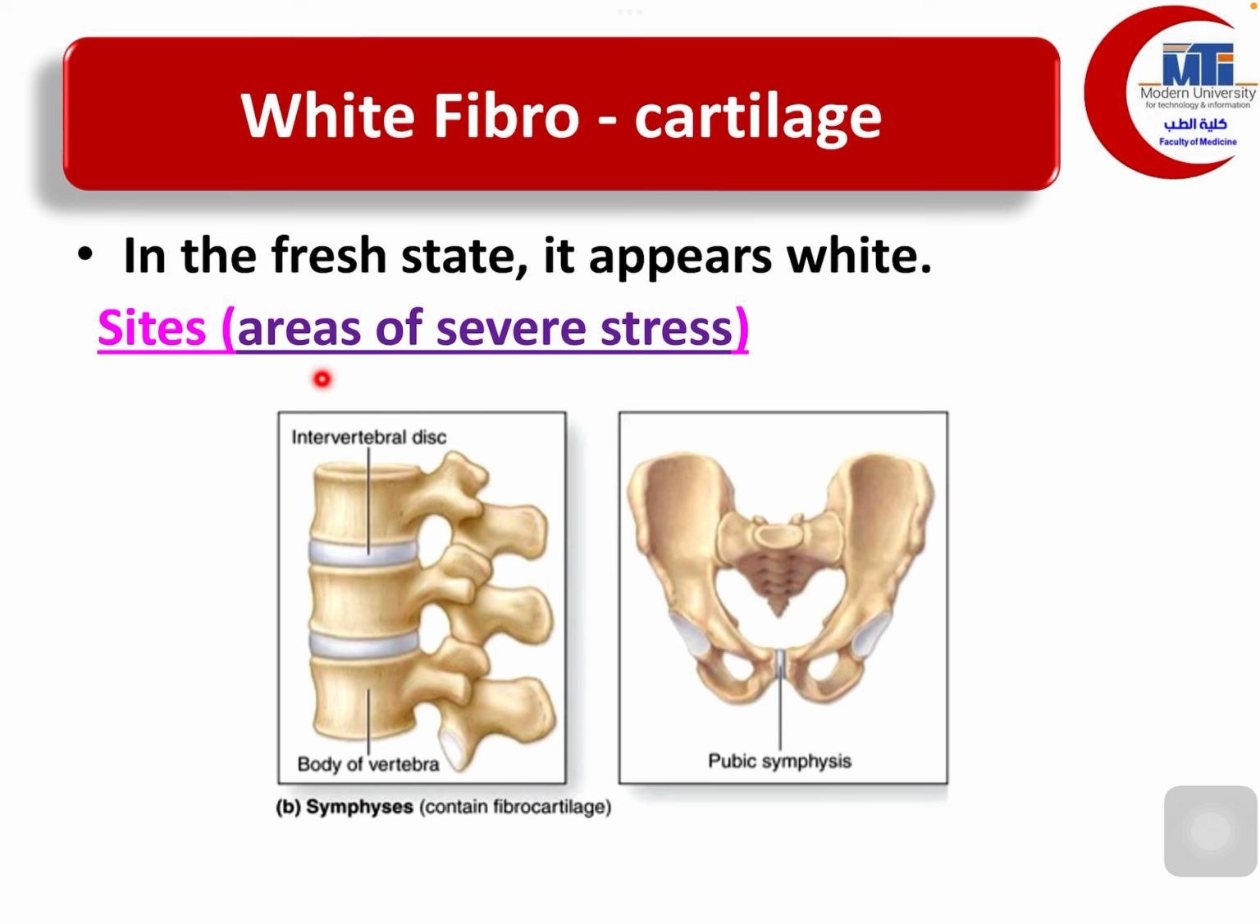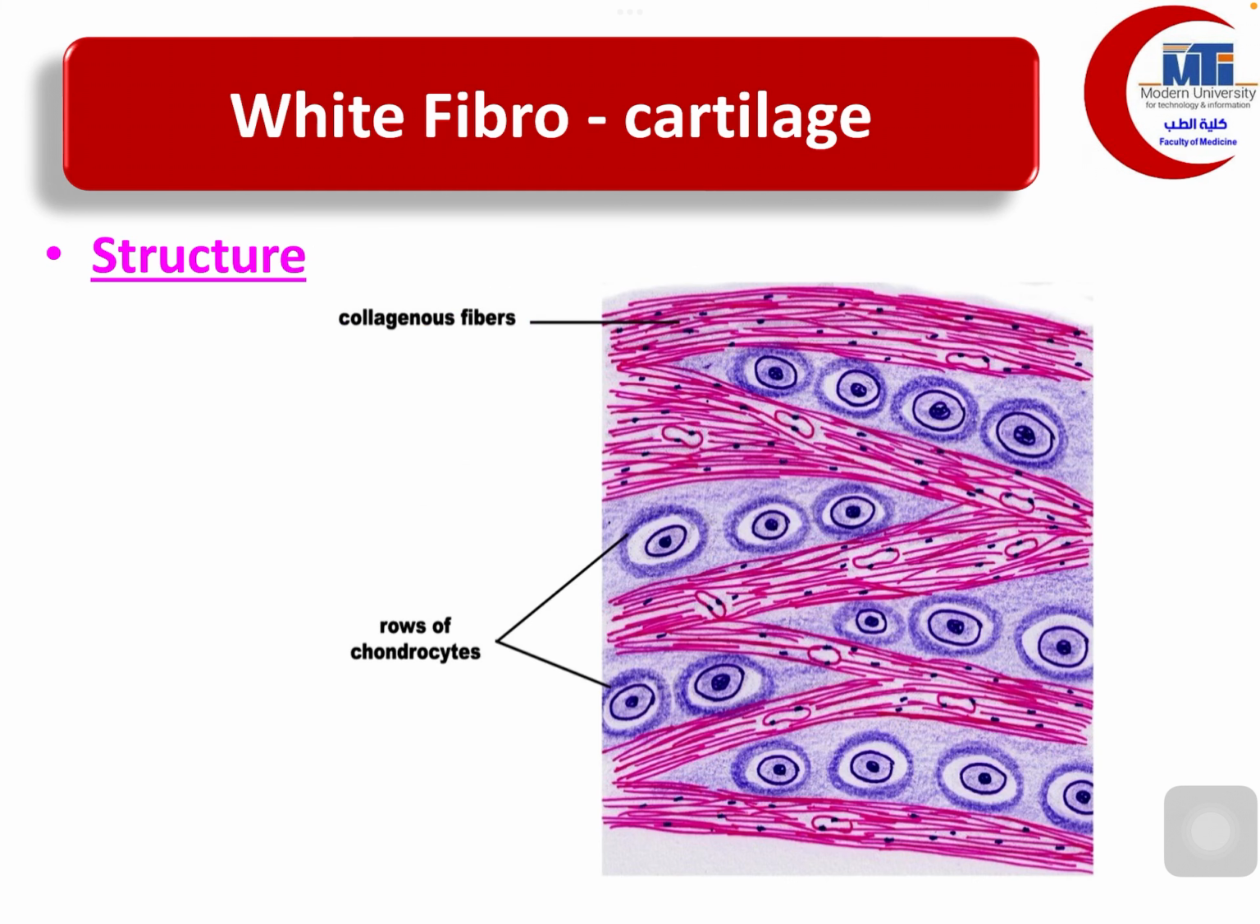So where are the sites of the white fibrocartilage? Actually, it is present in the areas bearing severe stress, like in the intervertebral discs, the whitish or grayish white structure present in between the vertebrae, and also in the symphysis pubis, forming the joint between the two bones.